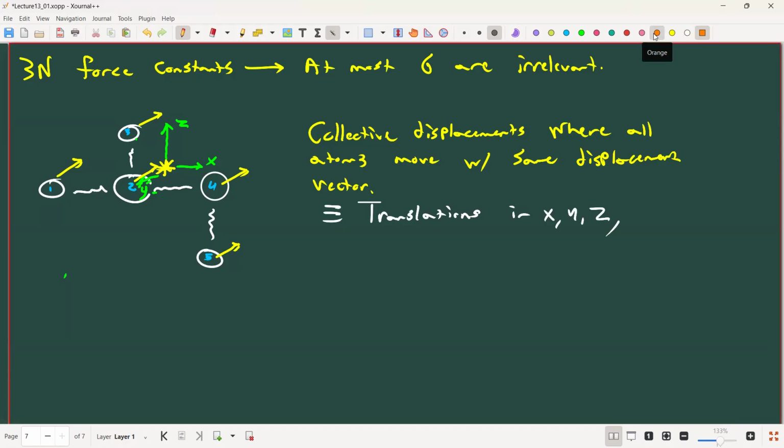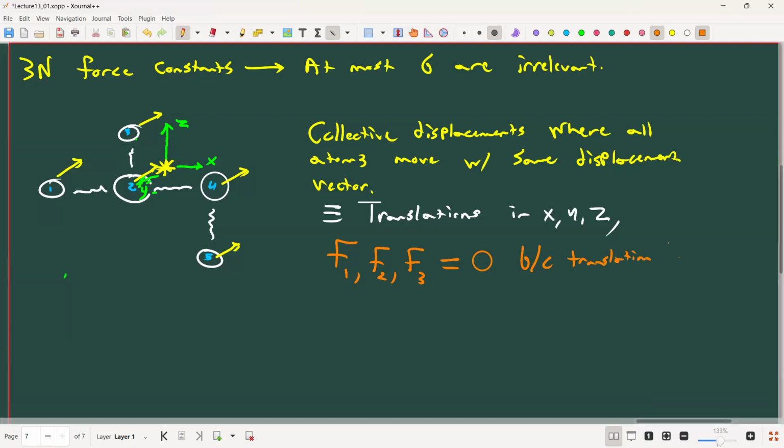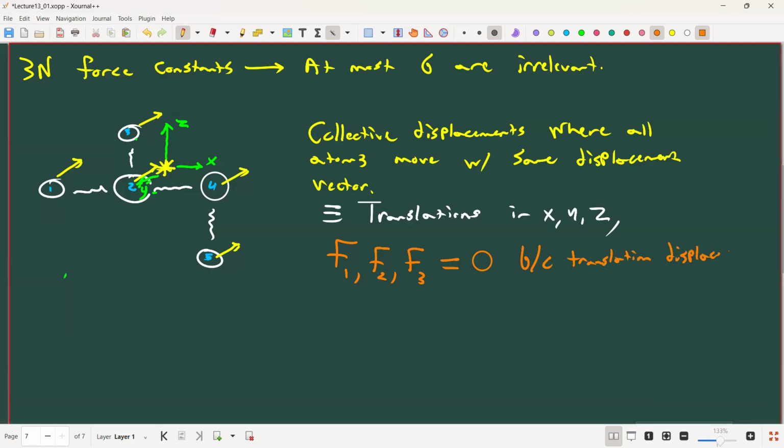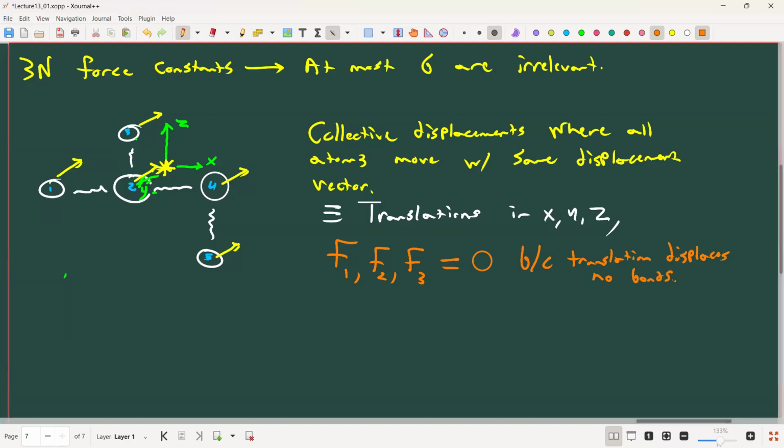So the first 3, I'm sorry, I counted from 1, not 0. Apologize. Are all 0 because translation displaces no bonds. Okay, so 3 of the 3n constants are 0. We don't have to worry about them. They just go away.